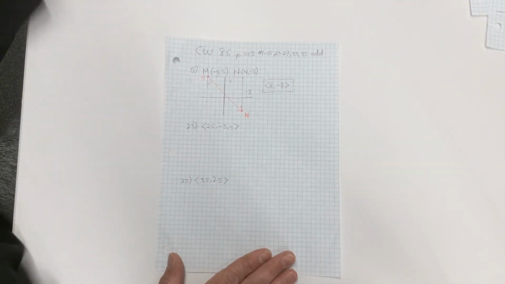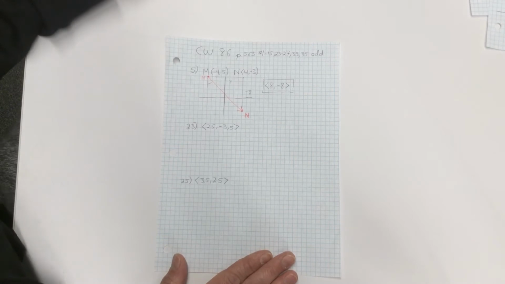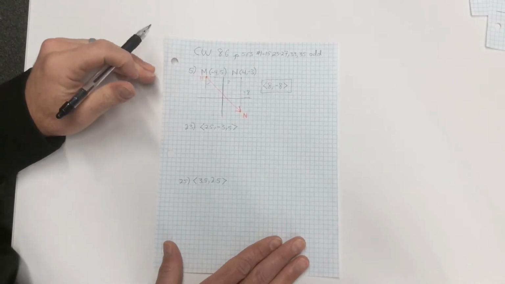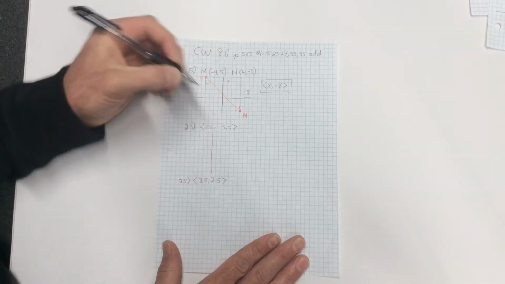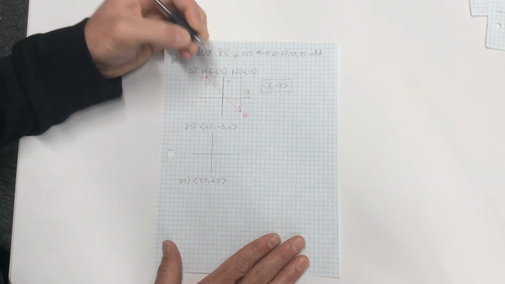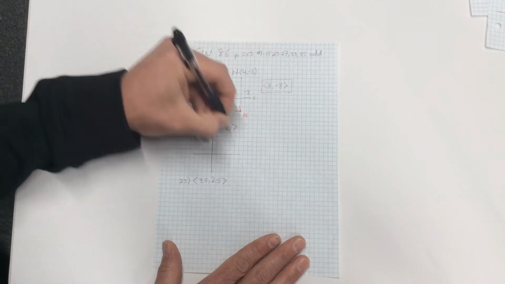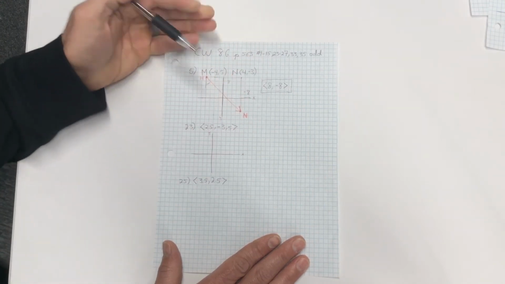23 says, draw the vector on a coordinate plane and then find its magnitude, which is just its length, to the nearest tenth. Okay. So let's go ahead and draw ourselves another little XY axis here. I should label my axes.